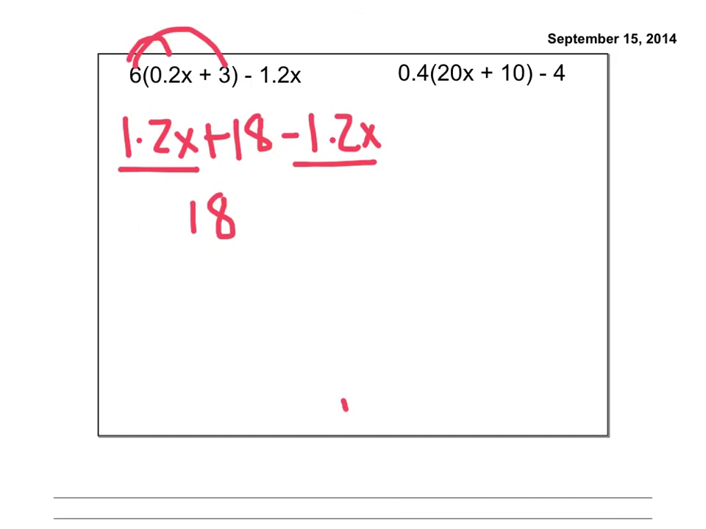We've got 0.4 times 20, and that gives us 8. And 0.4 times 10, which gives us, don't forget the x, 4 minus 4. We've got the 8x, no other x's, and we go 4 minus 4, and it gives us 0, and we've simplified the expression.